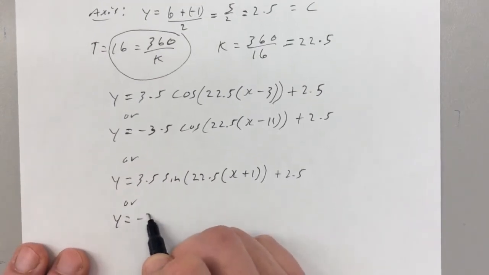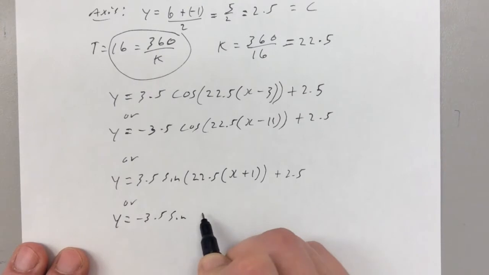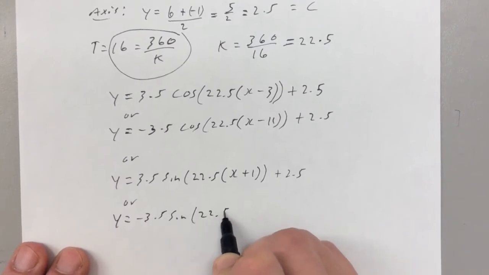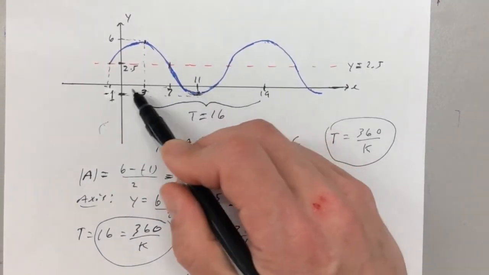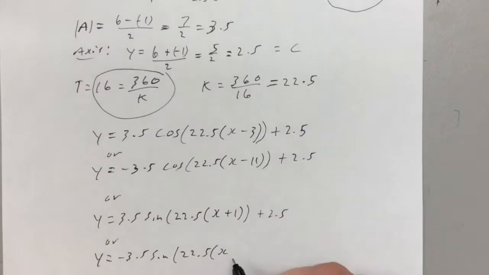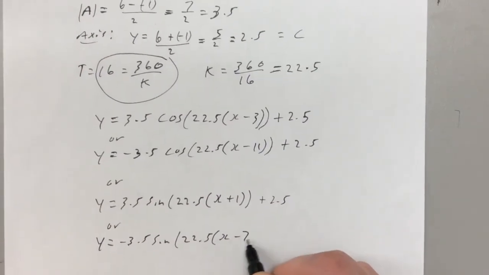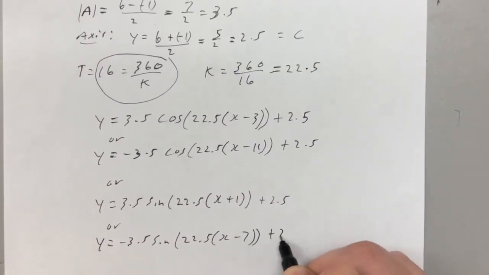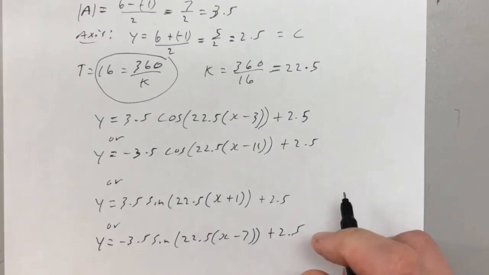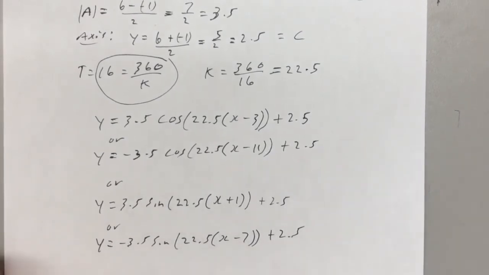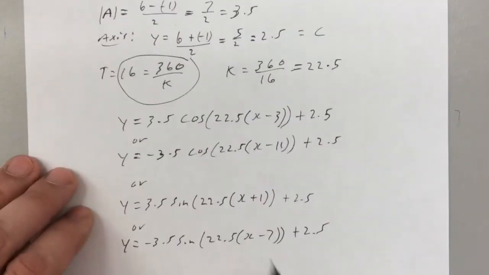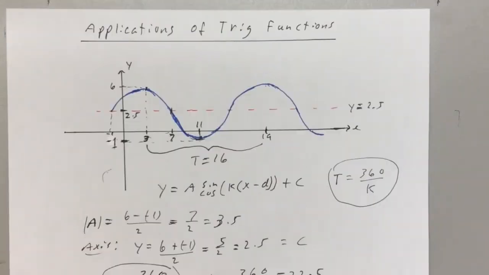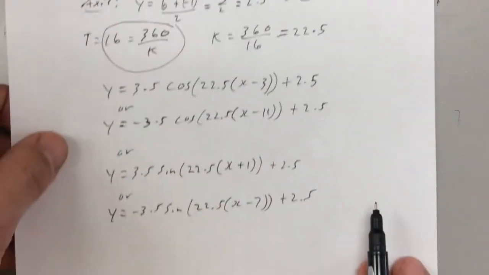y equals negative 3.5 sine 22.5 x, and in this case it's a negative, so it's going down, so I've translated it forward 7, so it's going to be x minus 7 plus 2.5. Okay, and that would be 4 different functions, 2 sines, 2 cosines to represent this one.